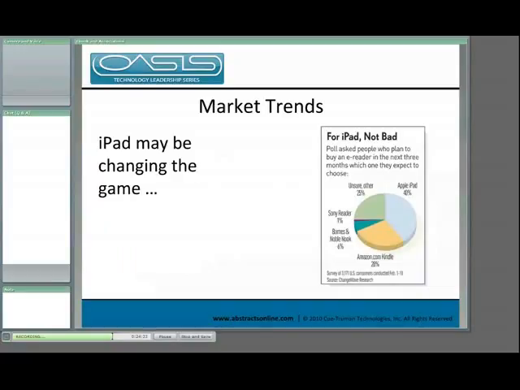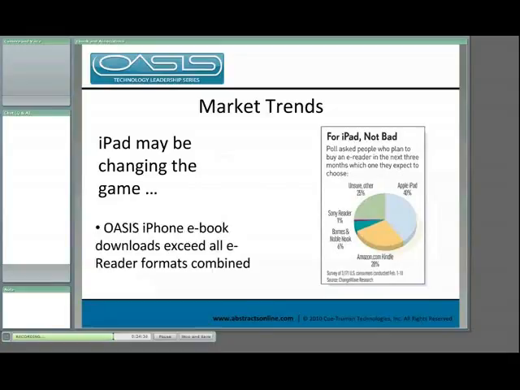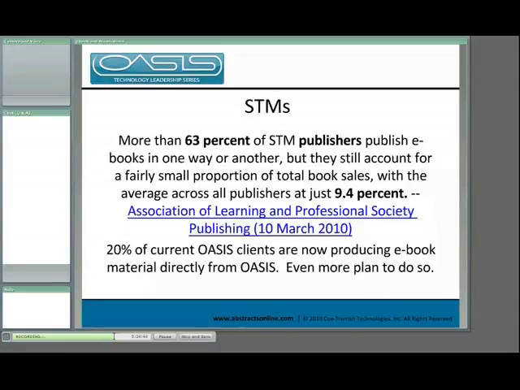We also looked at some research that indicated that, for those that wanted to buy e-readers in the next 3 months, 40% of the people wanted to buy iPads compared to 28% for the Kindle. And we do see, even in our own statistics, that the iPhone ebook download is larger than all of the e-readers combined. So it's still quite a large one as well.